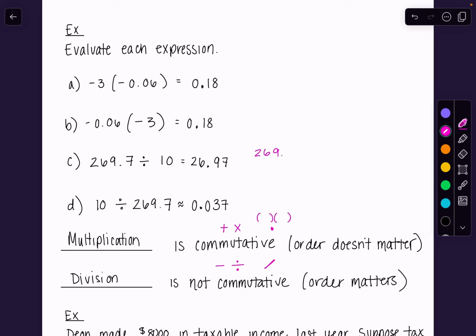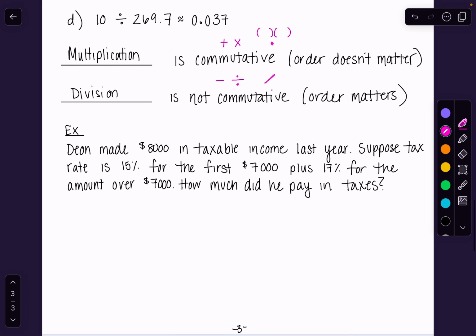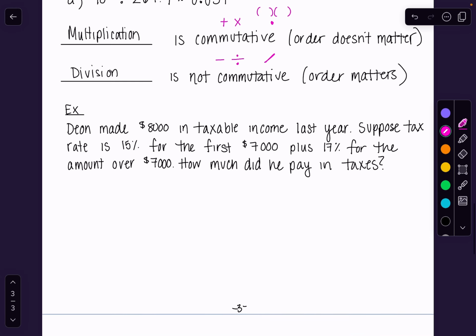This is 269.7 divided by 10, so you can put it in this form as well, okay? So just be conscientious of the order. You want to make sure you're doing things in the appropriate way.